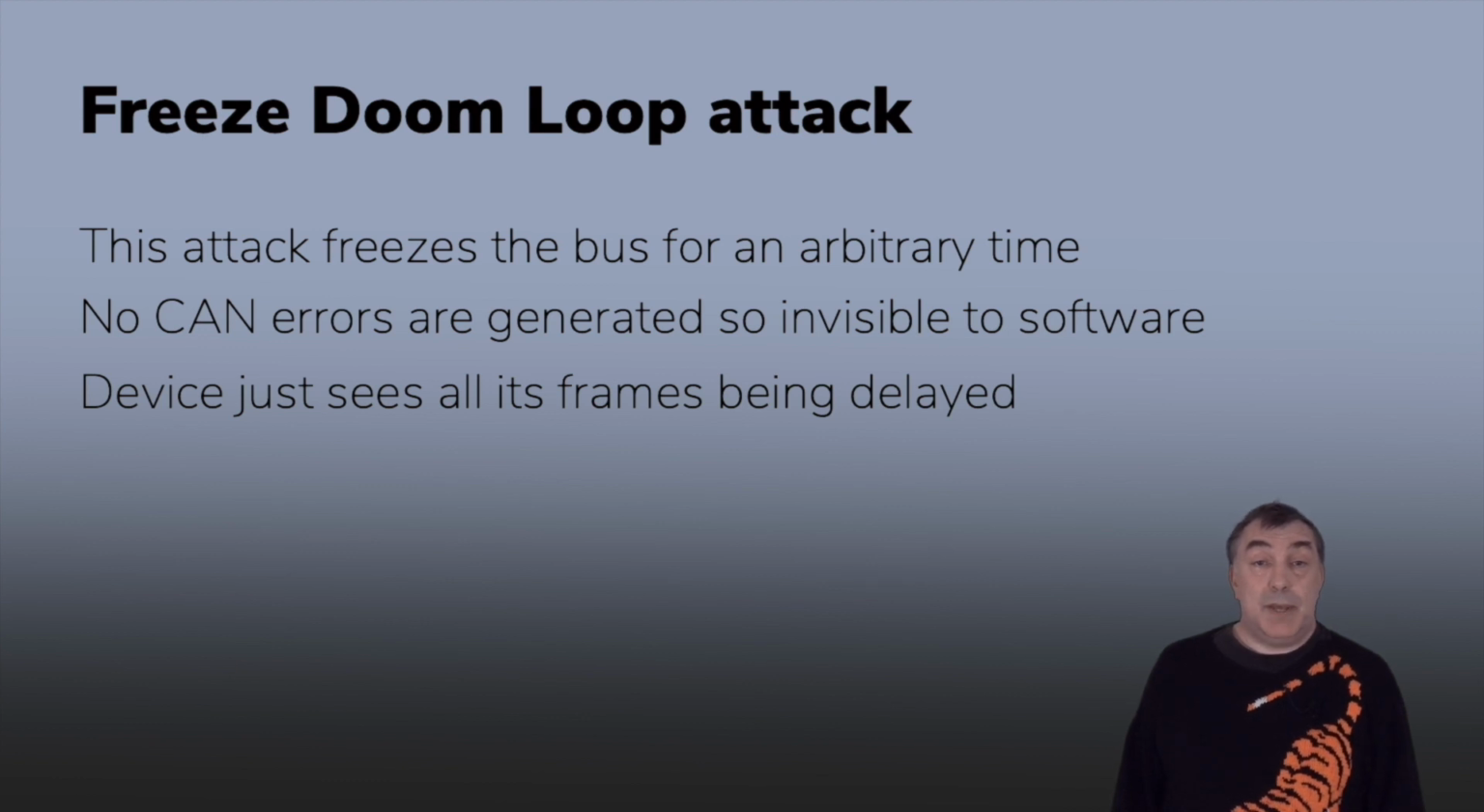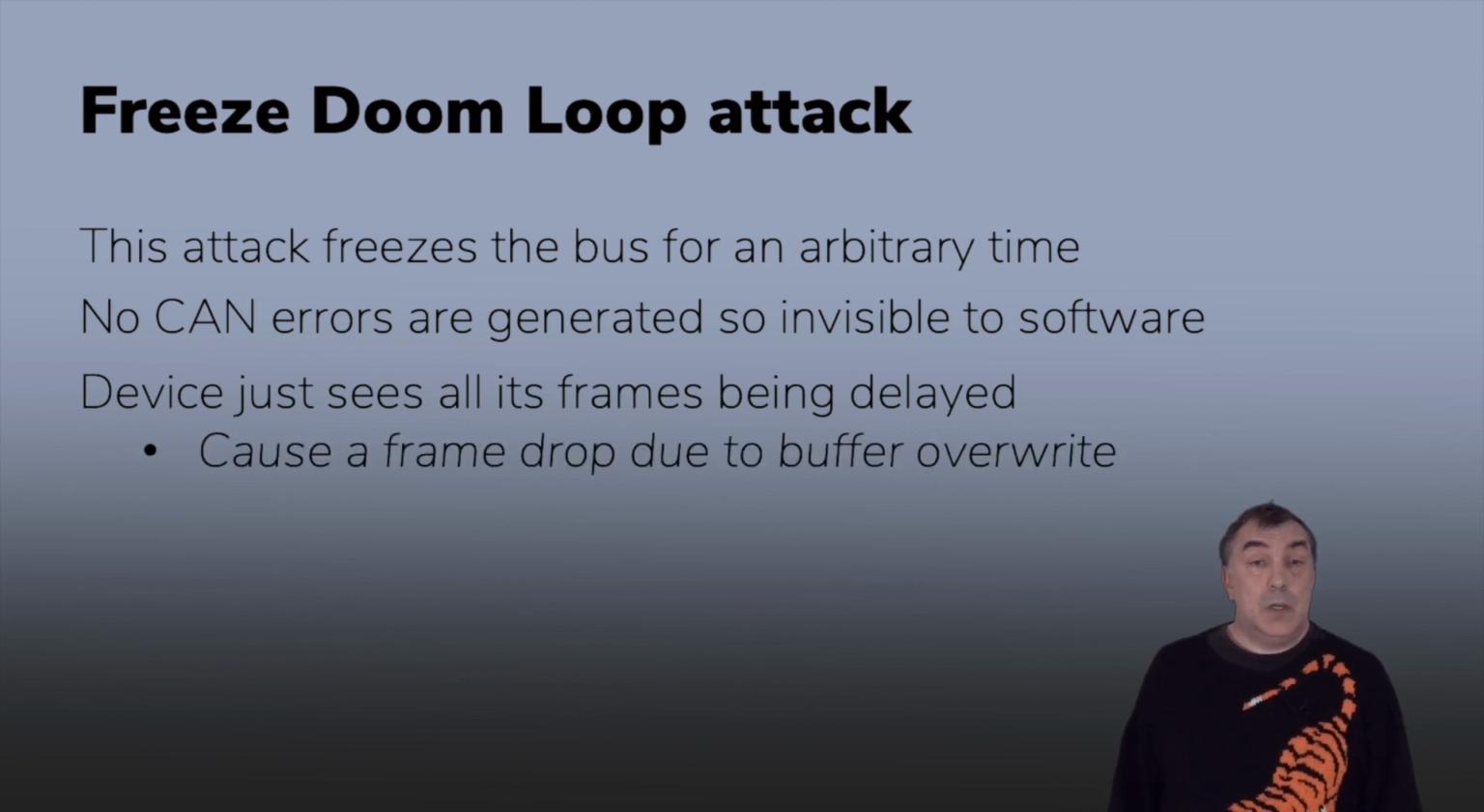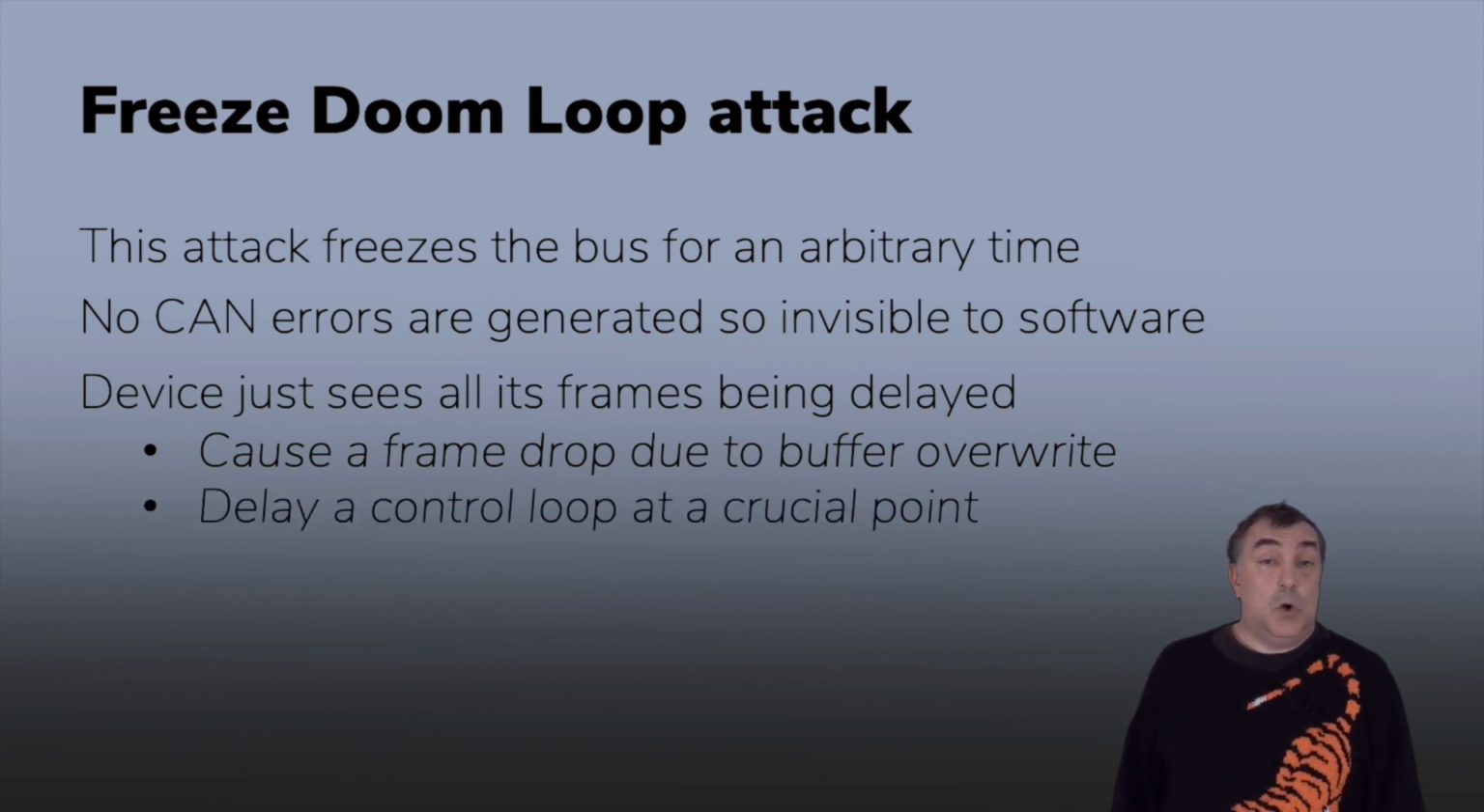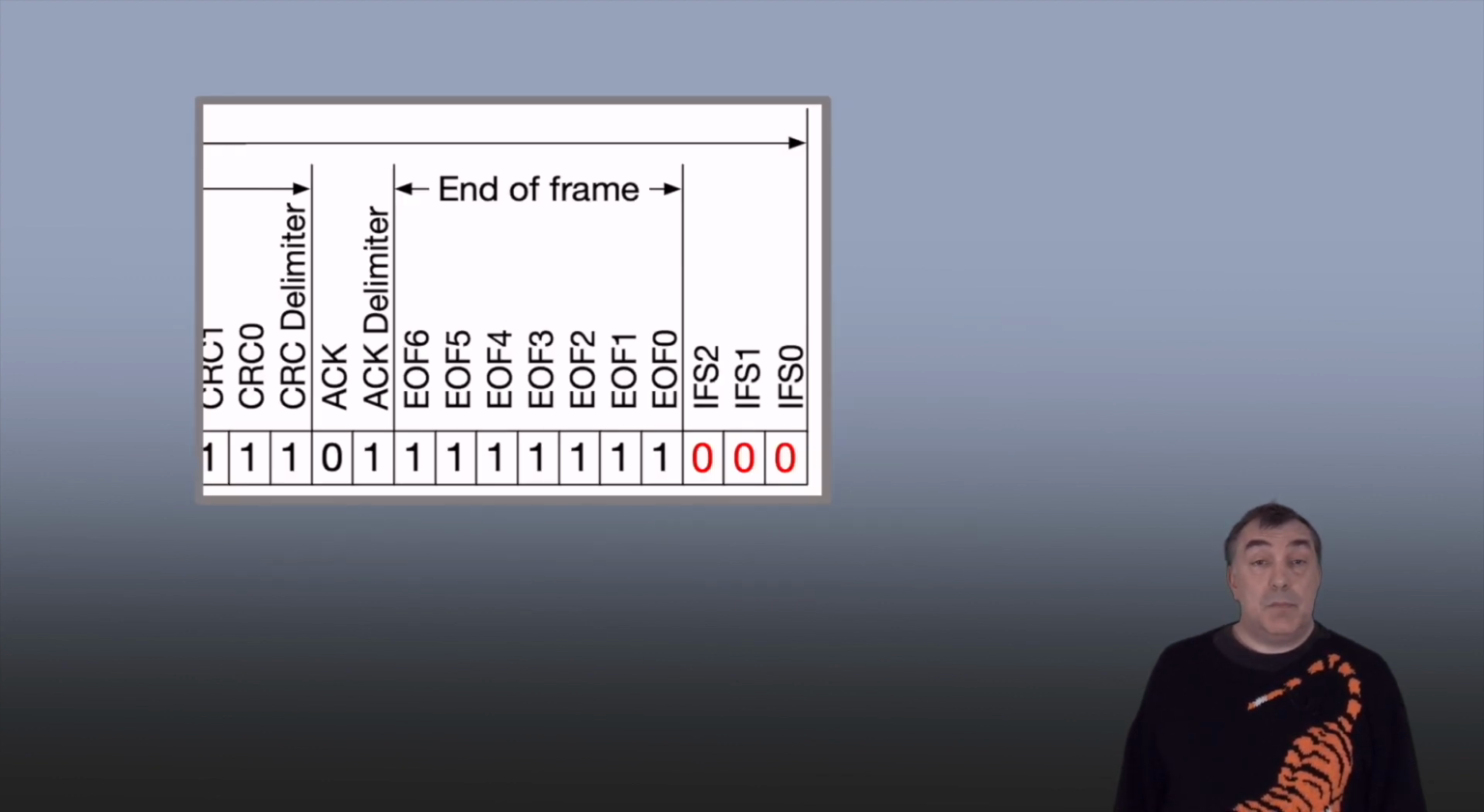For example, depending on the CAN drivers, it can cause a frame to go missing when the next one is put into the buffer and overwrites it. Or a control loop is running fine, and then at a critical point, sensor readings don't turn up. Or a heartbeat frame doesn't turn up, and a crucial timeout's triggered. The protocol attack happens in the same part of the CAN frame as the double receive attack, around the EOF. A dominant bit in the first field of the interframe space has a special meaning. It signals an overload frame.